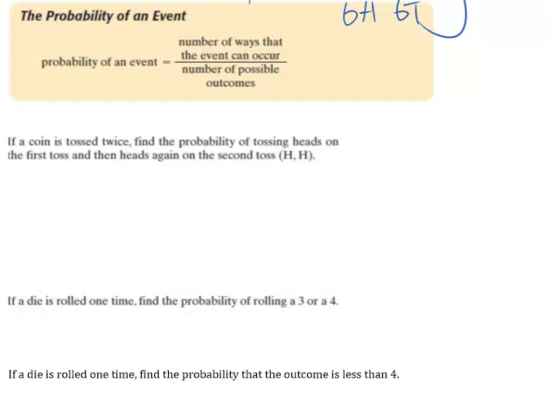Okay, so the next part here says the probability of an event. It says the number of ways that event can occur divided by the number of possible outcomes. Okay, so here it says if a coin is tossed twice, find the probability of tossing a heads on the first and then I get a heads on the second toss.